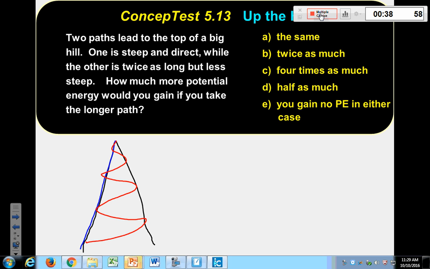There's two paths. One goes straight up the mountain. One sort of has a bunch of switchbacks. It's twice as long but less steep. How much more potential energy would you gain if you take the longer path?